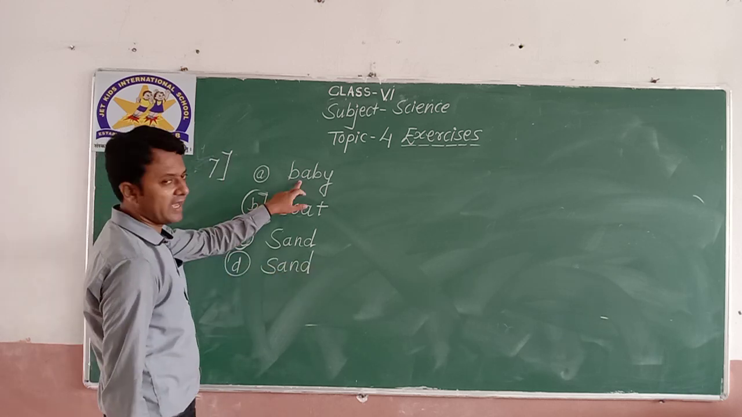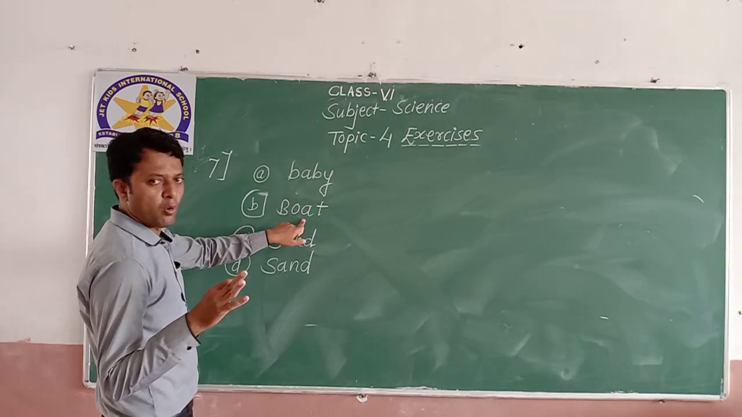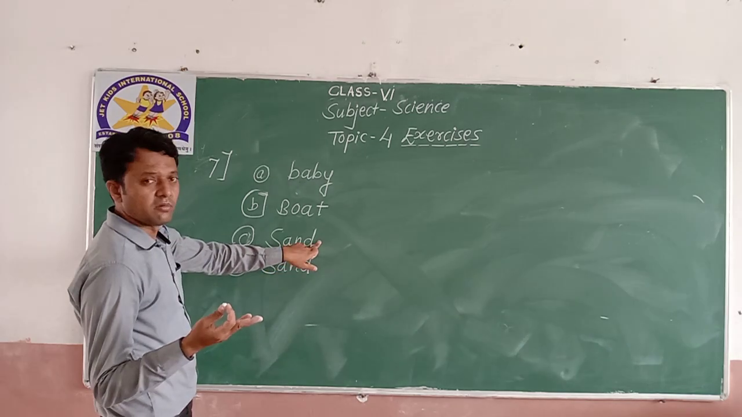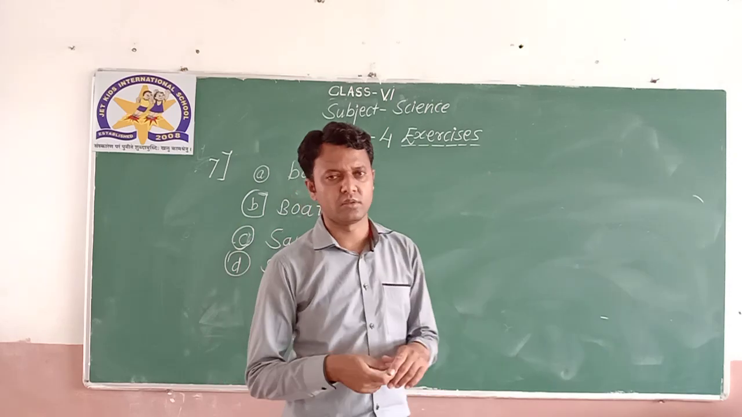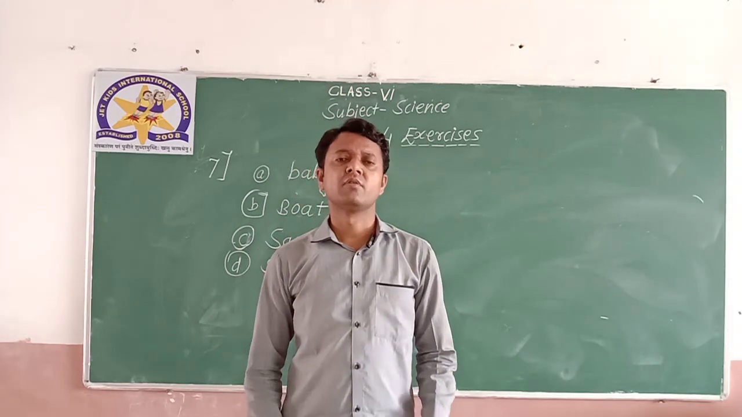Okay, in A, baby is a living thing, all others are non-living. In B, boat, others are flowers. In C, sand, others are metals. And in D, sand is insoluble in water. So that's it. That is the exercise part of lesson number 4.